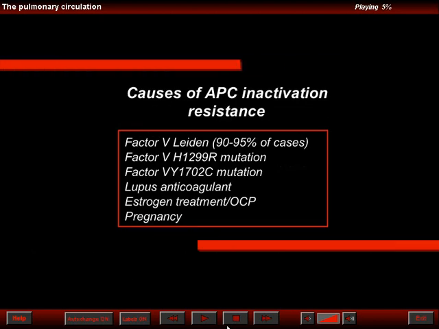Causes of activated protein C inactivation resistance. It includes factor V Leiden in 90 to 95% of cases, factor V H1299R mutation, factor V Y1702C mutation, lupus anticoagulant, estrogen treatment such as oral contraceptives, and pregnancy.